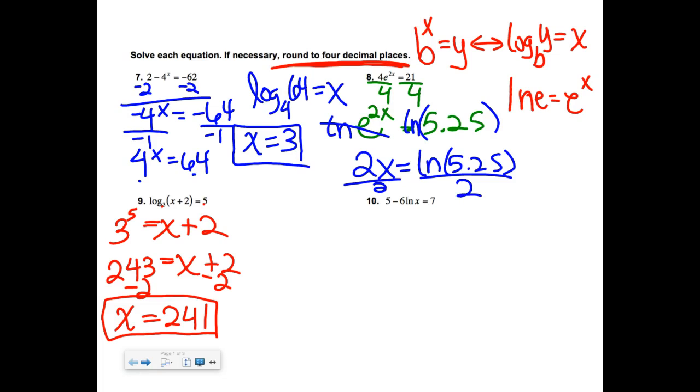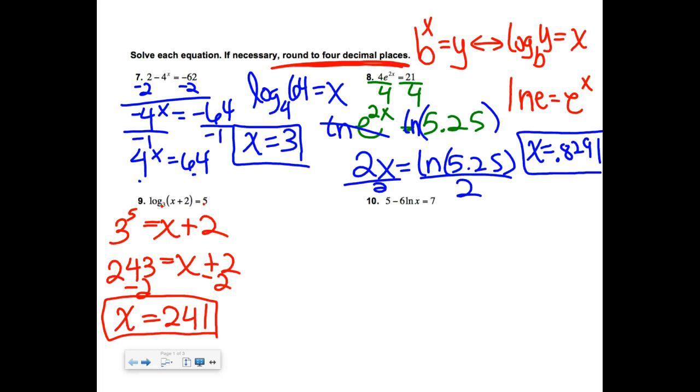And reminder, we do need 4 decimal places. So we're going to say x equals 0.8291. Okay. All right, so E and natural log, they cancel each other out.